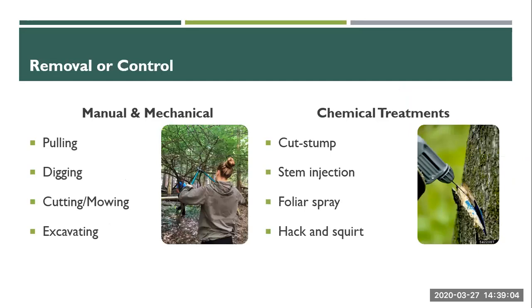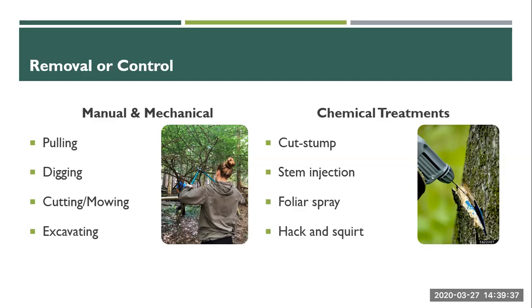So if we can't prevent them and they've already established in our area, we can do removal and control efforts in order to prevent their spread into other areas in our PRISM. So first would be manual and mechanical removal. So this would involve pulling or digging, cutting, mowing, excavating, depending on how big the population is and the plant or animal that you are dealing with.